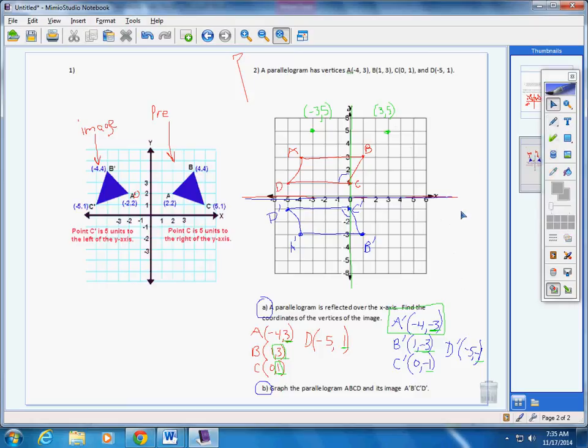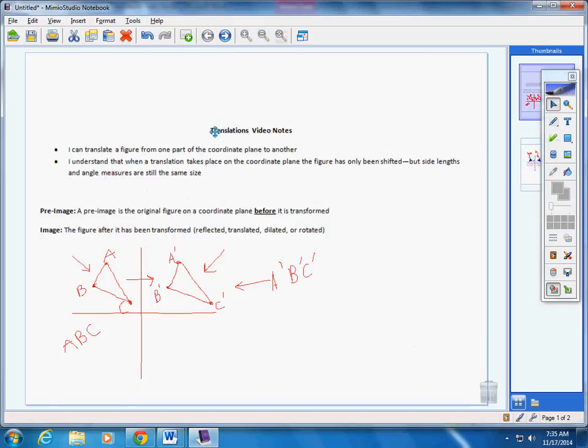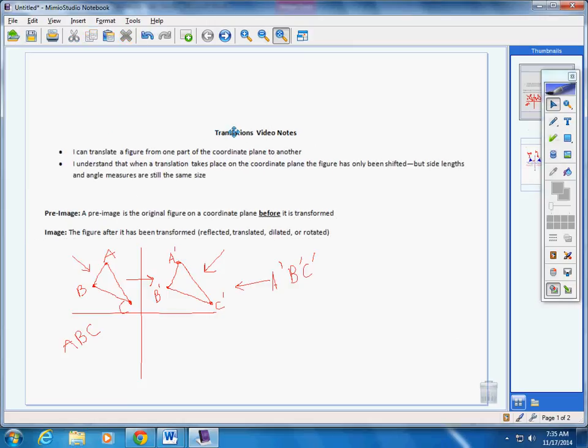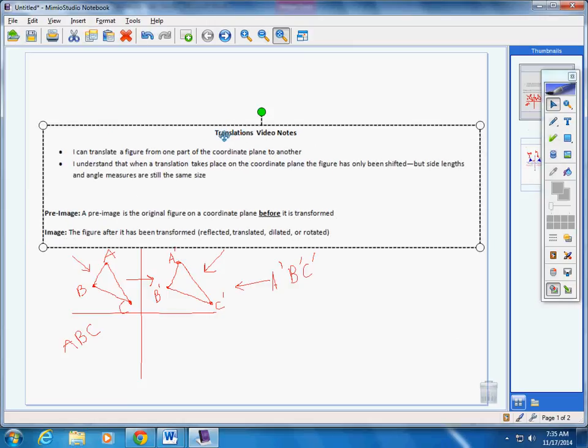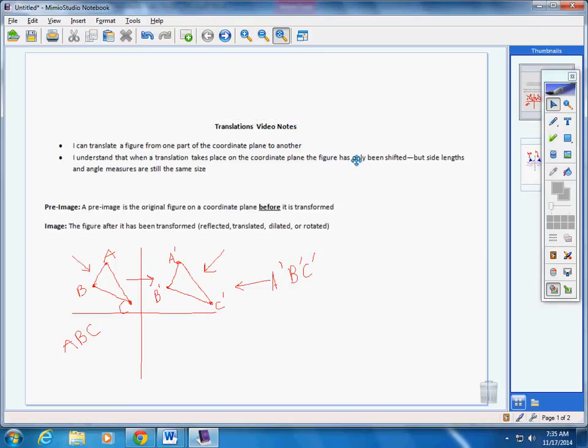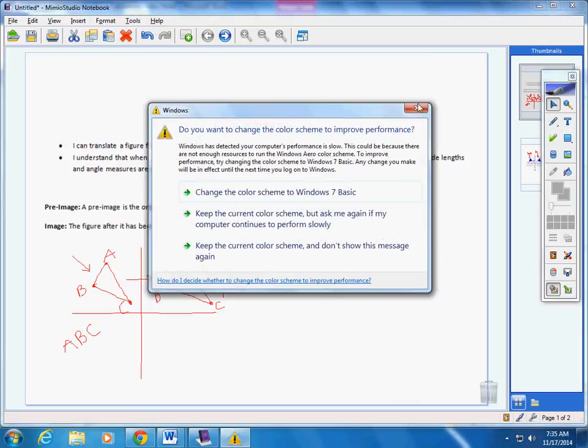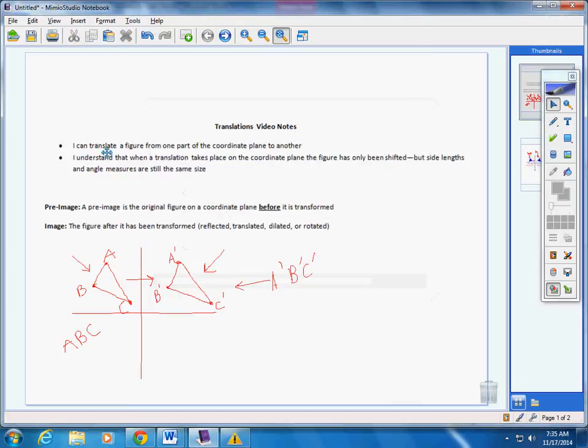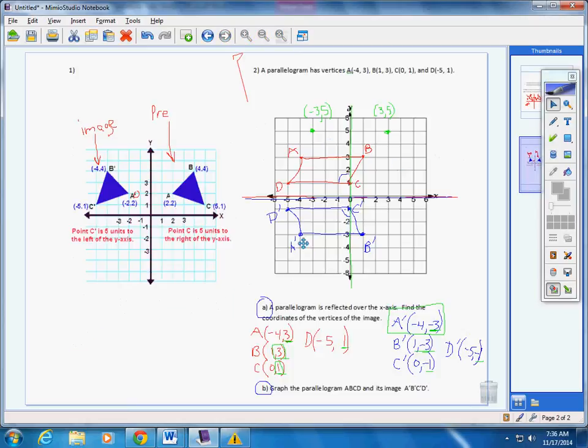Okay, so we went over some basics today on reflections. Even though my notes right here say translations, we're really talking today about reflections, so forgive me. This is reflections video notes. You might want to change that yourself. Still a lot of the same characteristics. When you perform a translation or a reflection, you still have to work with your pre-image and your image. So just change that one word to reflections and turn this one word from I can translate a figure to I can reflect a figure. Same exact things hold true.